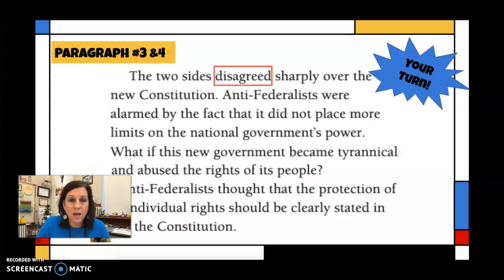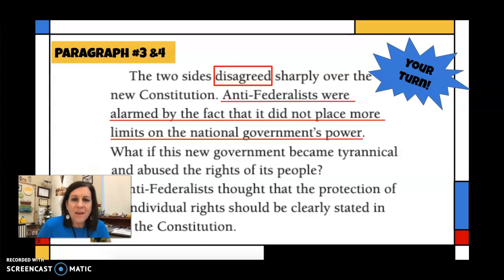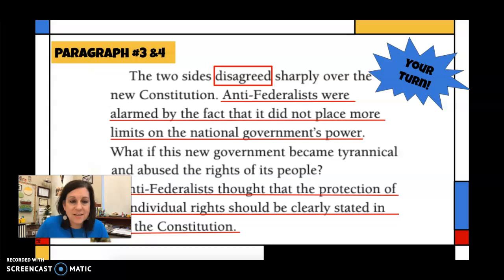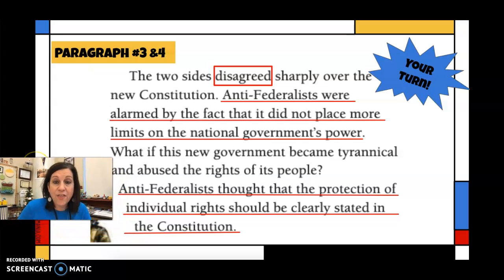All right. So we have that word again, disagreed. So that definitely is supporting our main idea. And then I underlined anti-federalists were alarmed by the fact that it did not place more limits on the national government's power. So we're getting one side and one point of view, the anti-federalist point of view. And then it says anti-federalists thought that the protection of individual rights should be clearly stated in the Constitution. So it's showing what their thoughts were.